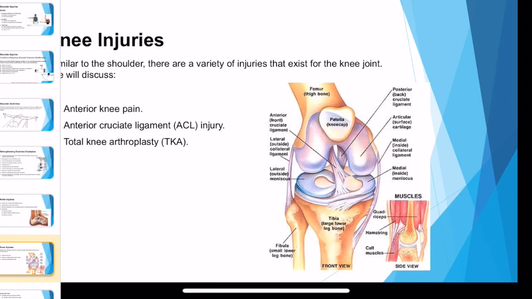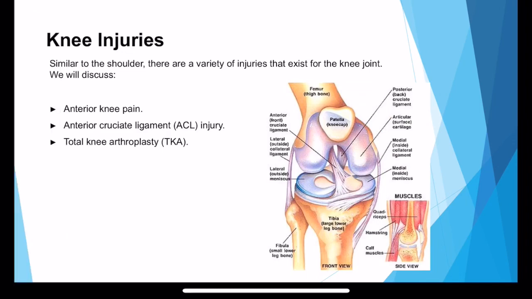Okie dokie. So we're going on to the knee injuries. This is similar to the shoulder. There are so many injuries that can exist, but we're going to discuss anterior knee pain, ACL injury, and TKA, which is total knee arthroplasty.